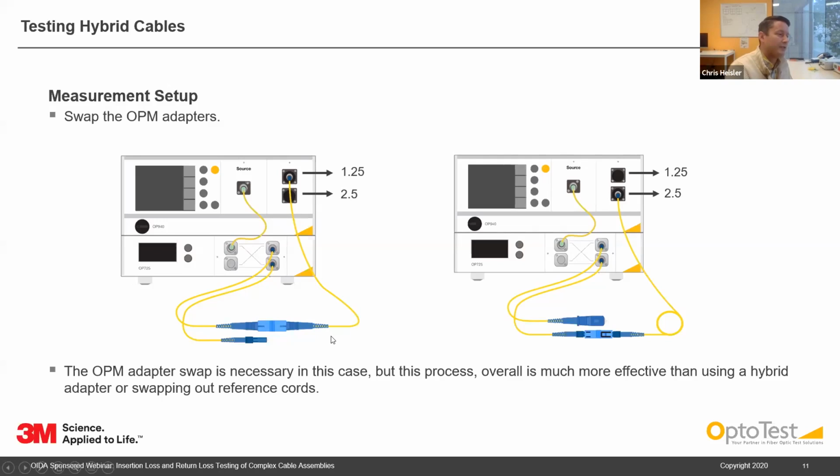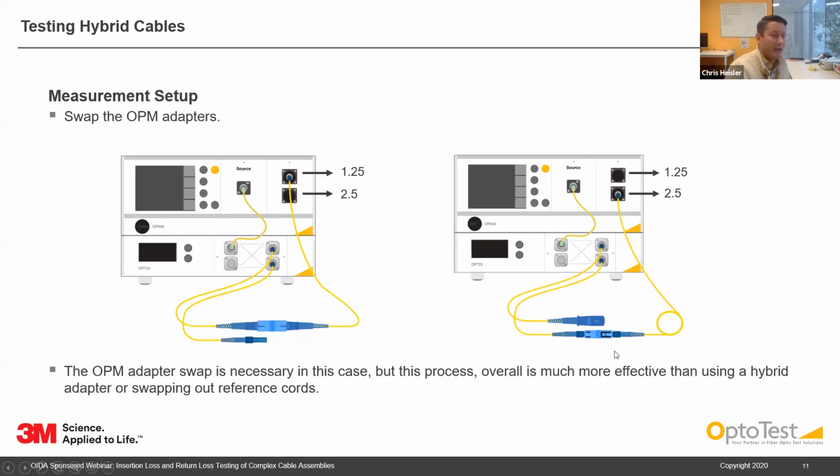Now to test the SC side of our DUT, we're going to connect up the SC connector to our SC reference connector via an SC to SC mating adapter. Then we're going to connect the LC connector to our 1.25 millimeter OPM adapter here, and we're going to measure insertion loss and return loss on the SC side here.